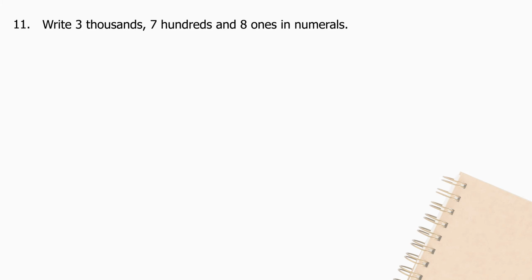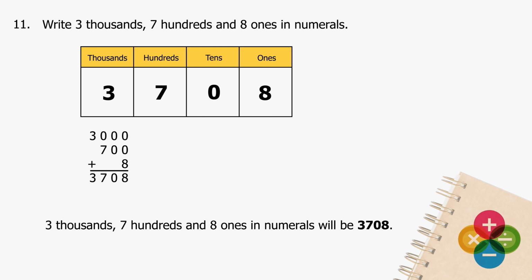Question 11. Write 3000s, 700s, and 81s in numerals. Three thousands, 700s, and 81s in numerals will be 3, 7, 0, and 8.